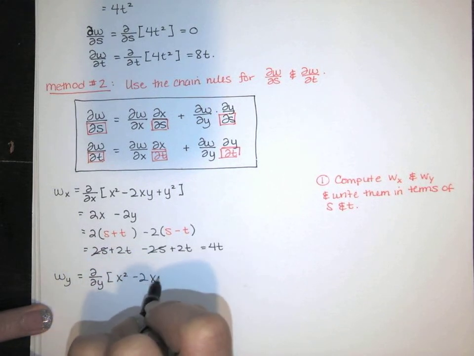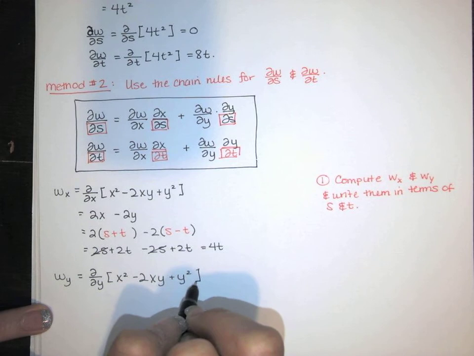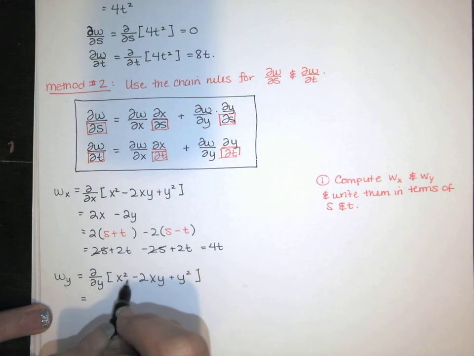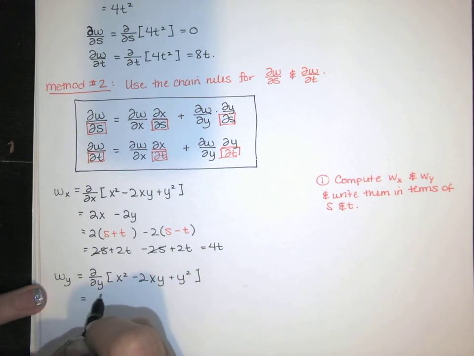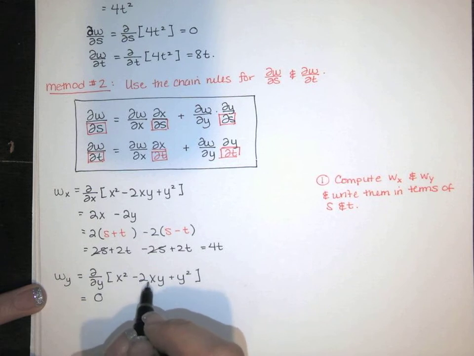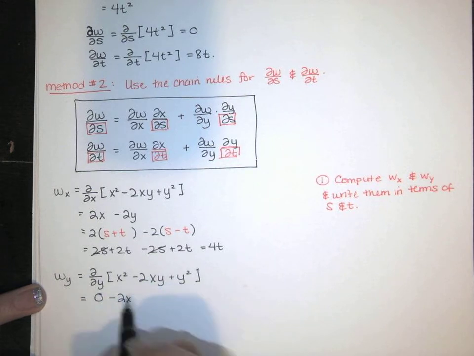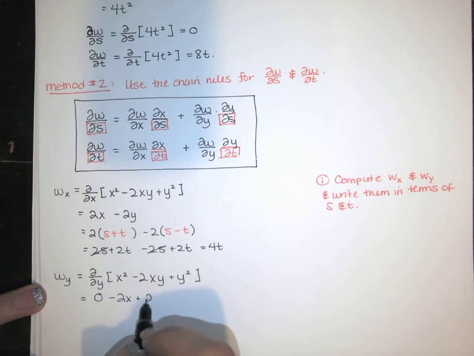We take the derivative with respect to y. There's no y's in this, so the derivative of a constant is 0. This is the derivative of a constant times y. The derivative of a constant times y is just my constant. Derivative of y squared with respect to y is 2y.